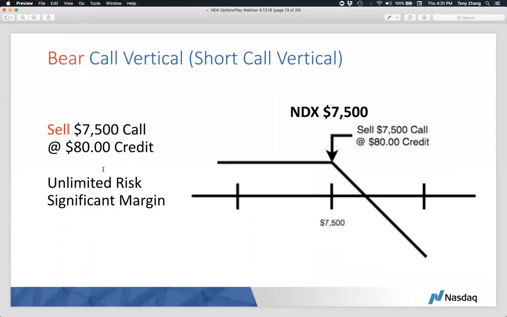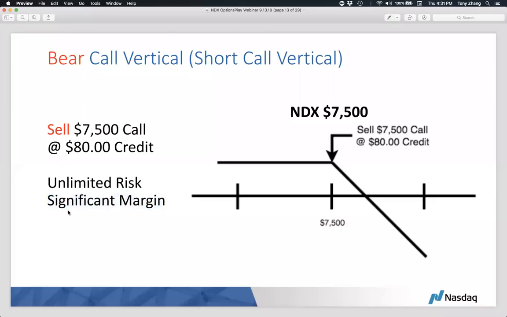So now let's take a look at a bear call vertical. It's basically the exact opposite. We're still going to use the same example of NDX trading at 7,500. This time we're going to sell a 7,500 call, an at-the-money call. Let's say we receive an $80 credit for doing so. But just like the other one, a short call, a naked call, is a bearish strategy, but it has unlimited risk and requires a significant amount of margin to do so.